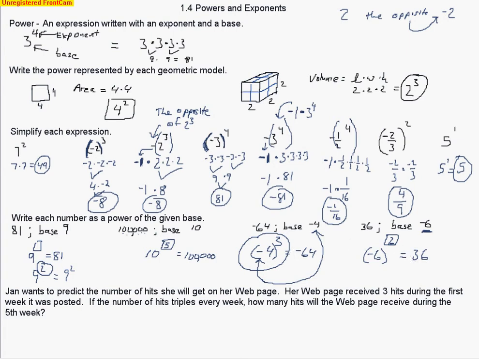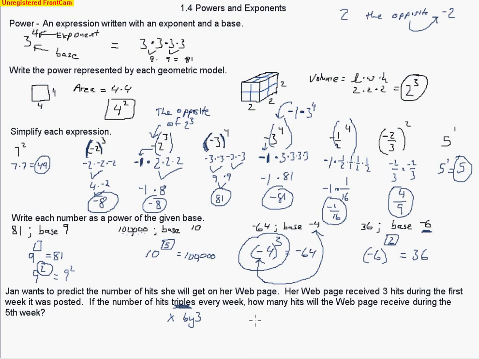Well, let's take a look at a word problem that we have here. Jan wants to predict the number of hits she will get on her webpage. Her webpage received 3 hits during the first week it was posted. If the number of hits triples, that means we're going to times by 3. That's what that means. Every week, how many hits will the web page receive during the 5th week?